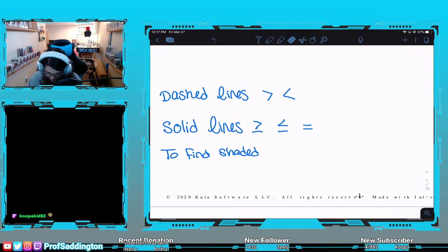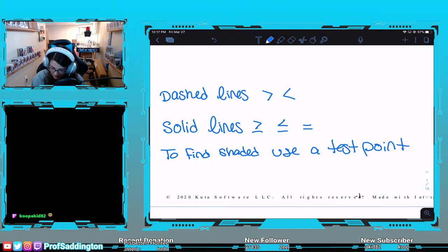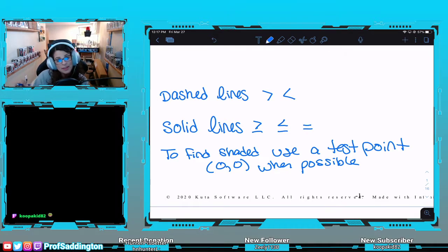To find the shaded region, use a test point. And remember, when possible, 0, 0 is always going to be the easiest. So 0, 0 when possible. The only time we would not be allowed to use the test point 0, 0 would be if our line physically crosses through that point. So it has to be a point that is not on the line itself.